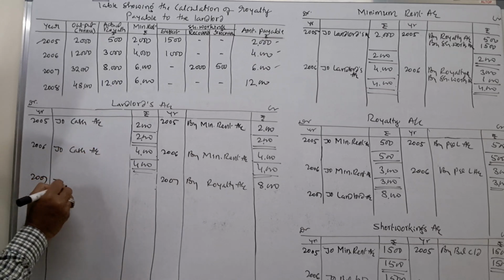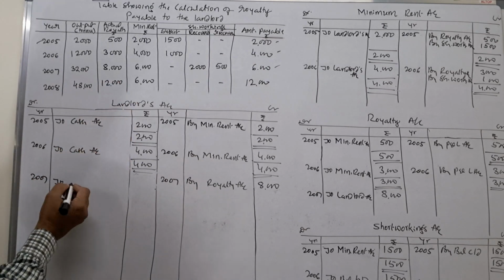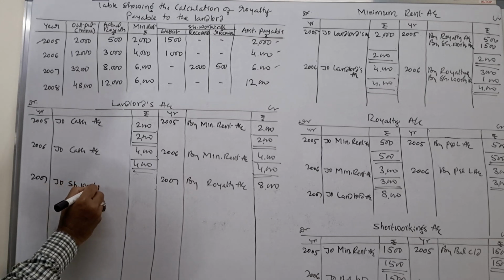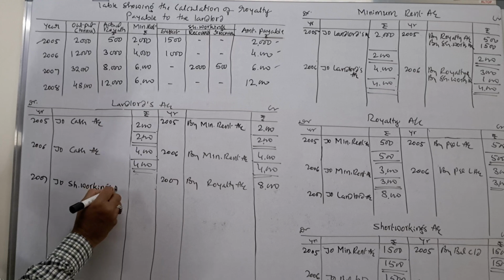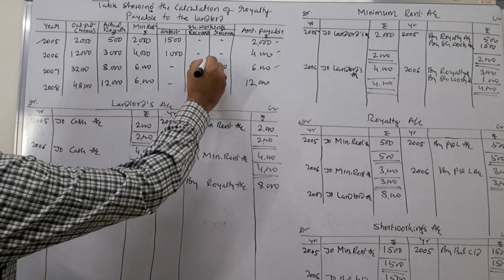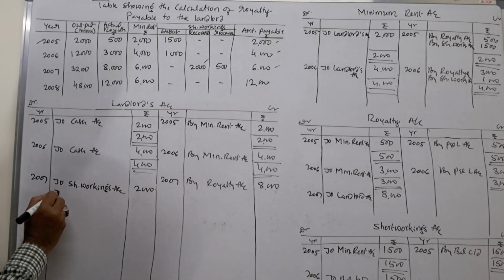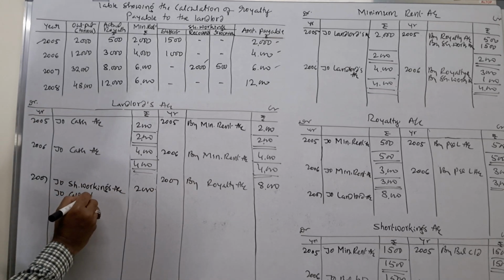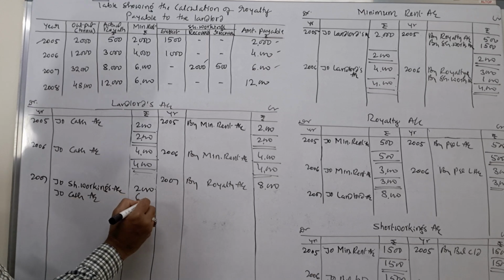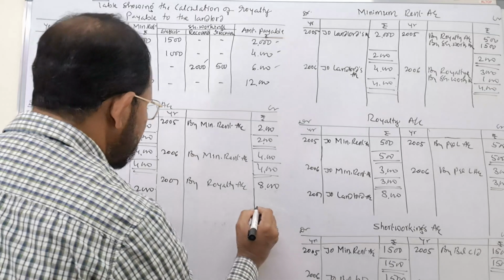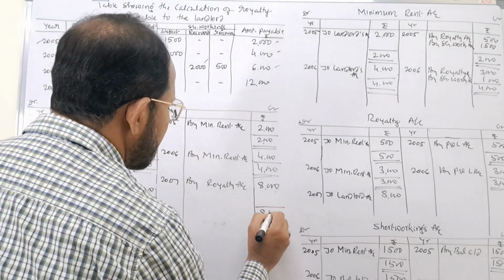and short workings account is to be credited, because this is the recovery of short workings. Short workings account, how much amount was recovered from the landlord? Rupees 2,000, and the remaining amount will be paid to the landlord, to cash account. Rupees how much? Rupees 6,000. Now close the account. Rupees 8,000 and rupees 8,000.